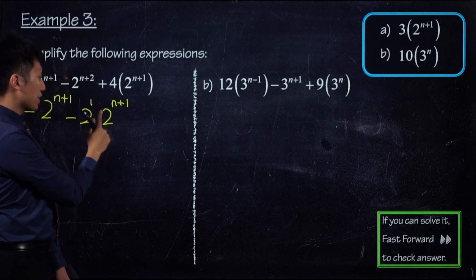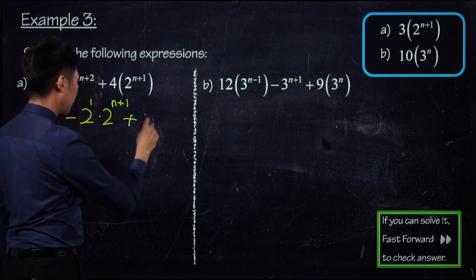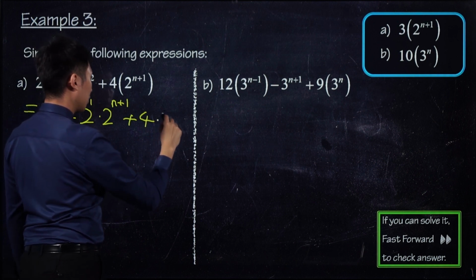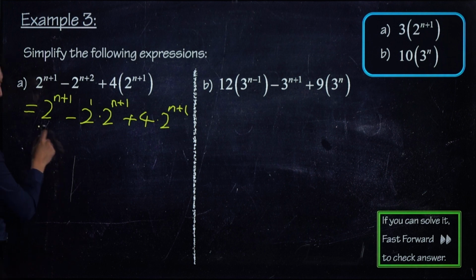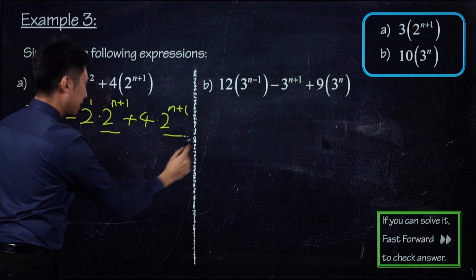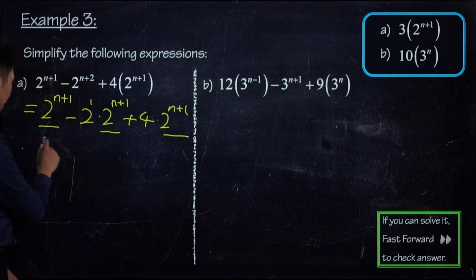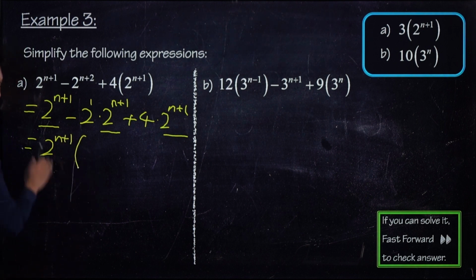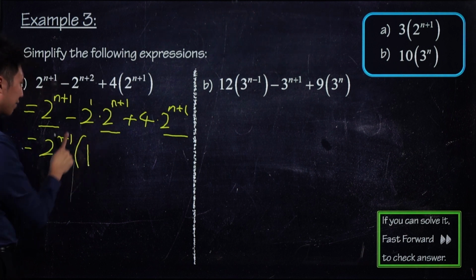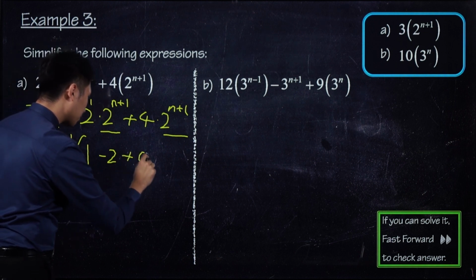This one, same base, powers add up, so it's 2 plus 2. Okay, no mistake here. Plus 4, then times 2 to the power n plus 1. So I underline this, this, and this. They are the same now. So what do I do? I bring them out. I write in the first term 2 to the power n plus 1. I put a bracket here. This one covered, what is left is 1. This one covered, what is left is minus 2. This one covered, what is left is plus 4.